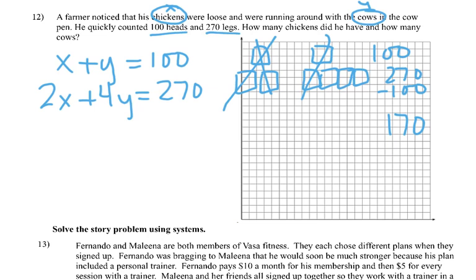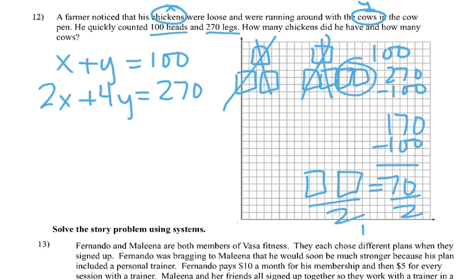Well, I can cross it off a second time, subtract 100 a second time, and then I've got 2 sets of cows for 70, so divide that in half, and I know each group of cows would be 35. So there's 35 cows. Okay, and if I know there's 35 cows, then I subtract it from 100, and that tells me there's 65 chickens.